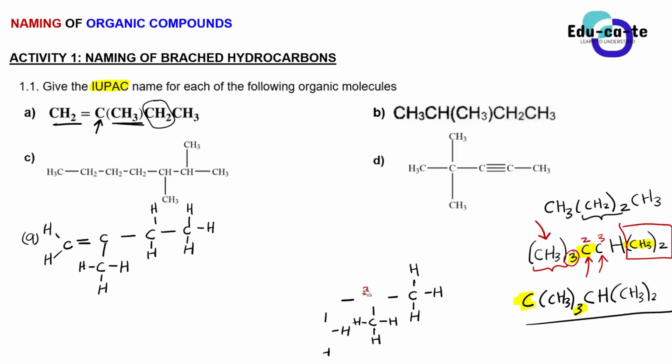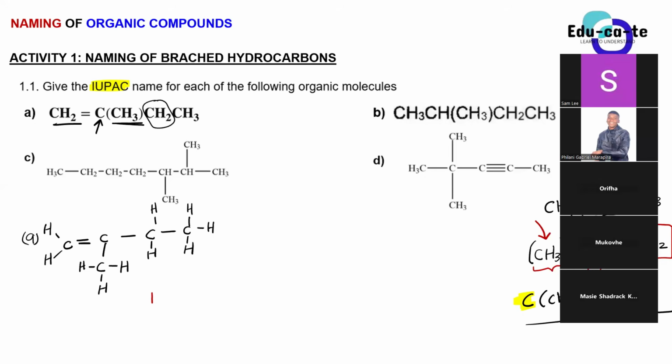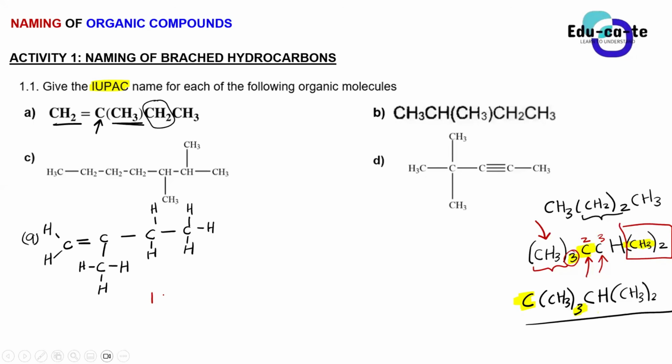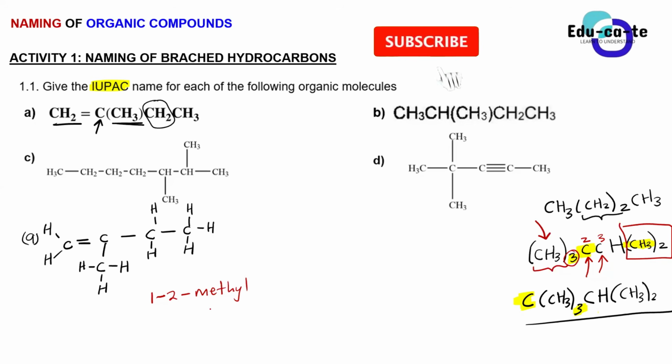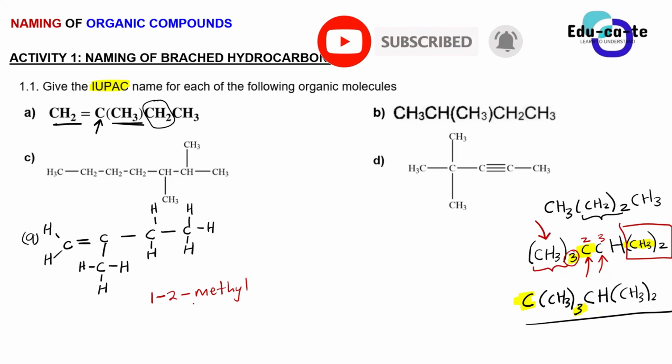So it's going to be one dash, then two methyl, two methyl like this. Two, methyl, one, two, three, butene. I'm trying, but it might be wrong.